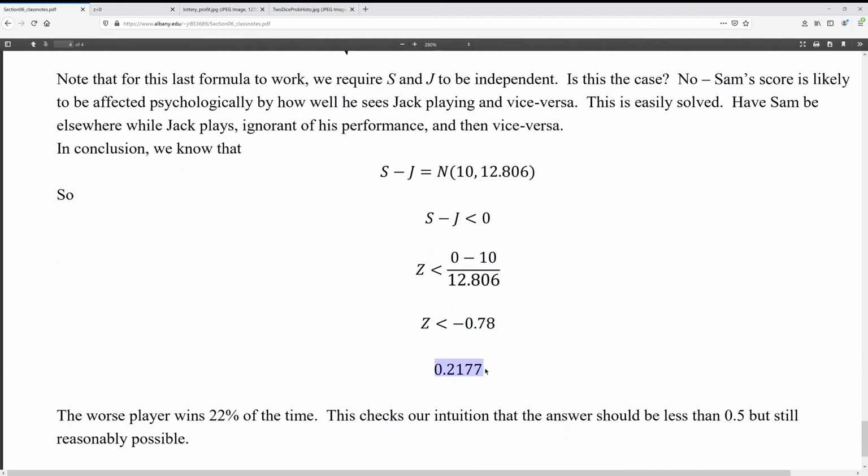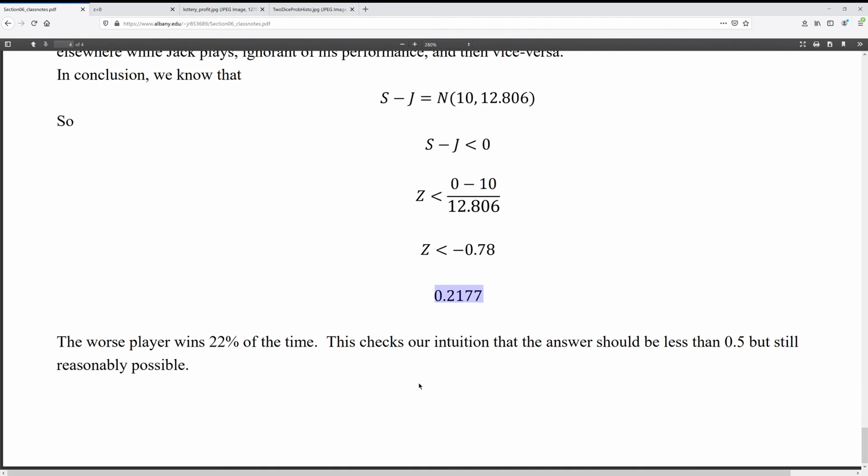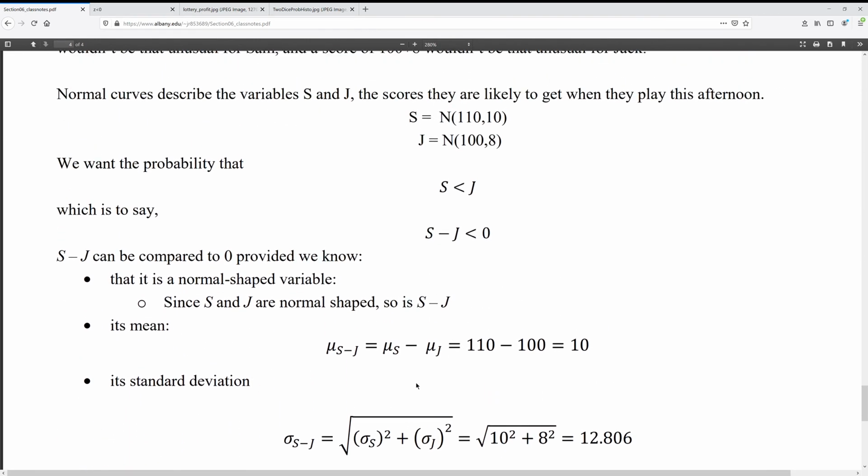The probability that Sam will win the next match, 0.2177. About a 22% chance that the worst player will win next time. Depending on your point of view, it's either unlikely that he's going to win next time, or he will win 22% of the time they play. It checks our intuition. Less than a half, but reasonably possible. So there's an example of how all these come together.